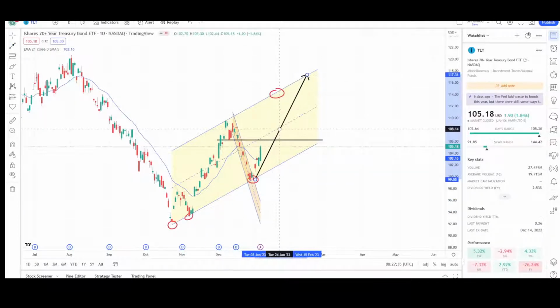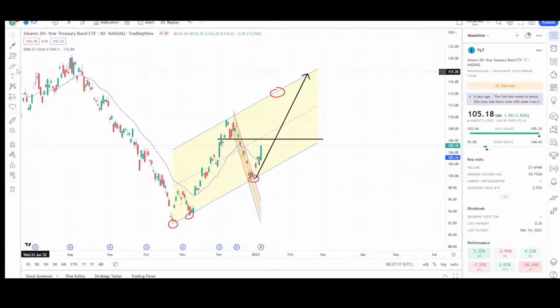So the target would be right at the 117 level. So if the market is trying to make another leg higher, then that's the target, and probably even retest these highs right here. So those are my two targets if we don't turn around fairly soon, right here at the 106 level.